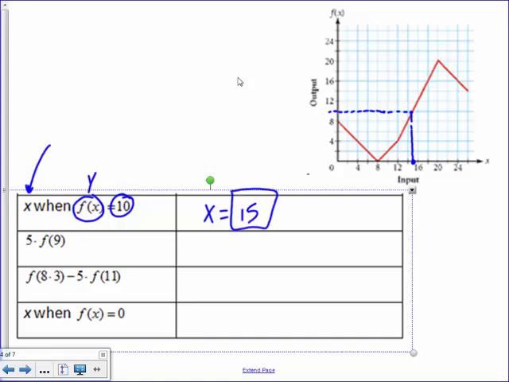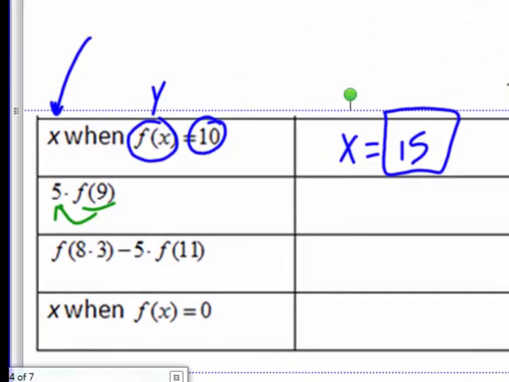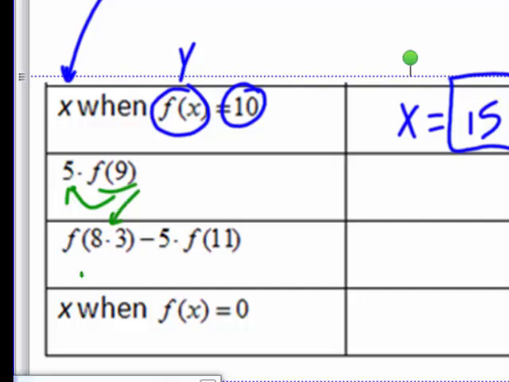Okay, so I can do lots of things. So let's look at the next one. Well, I'd find what f of 9 is, and then I'd multiply it by 5. So I don't think we need to look through that one. But what about this next one? This gets tricky. f of 8 times 3. Well, really, I want to find what the f of 24 is. Okay, so let's find that first.